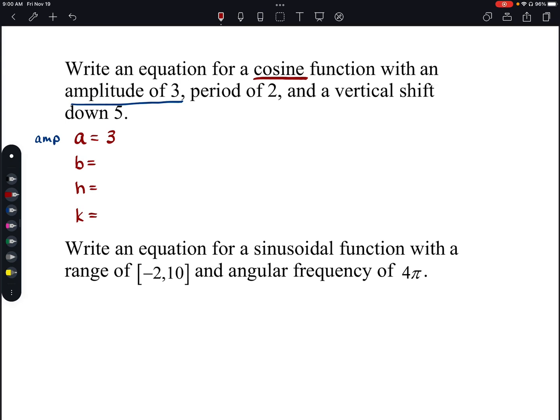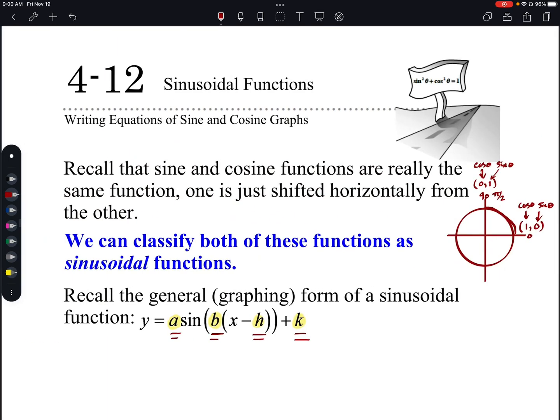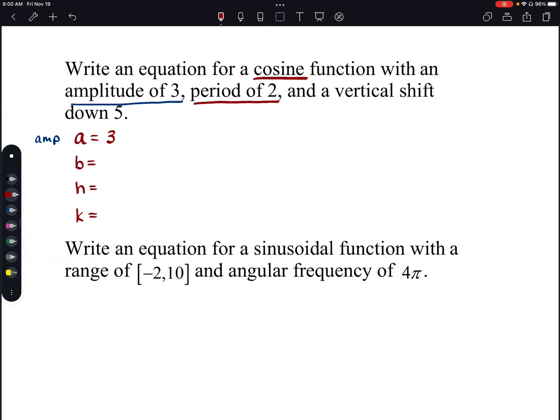Now B, right, B is that part we usually see right out in front of our x or our theta, so it's like the coefficient. If they tell us our period length is 2, we can use this to help us figure out what B is. Because remember, our period is always going to equal 2 pi divided by B. So if my period is 2, I substitute in 2 equals 2 pi over B, and then we can use our properties of proportions and flip our 2 and our B, or you can cross multiply, and we get B is equal to 2 pi over 2, which simplifies down to pi. So our value of B is pi.